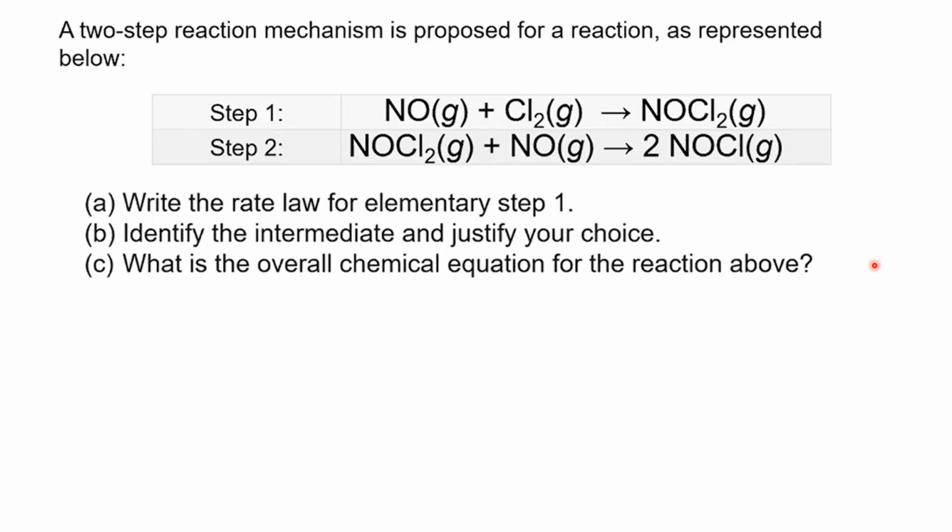All right, go ahead and take a look at this one, give it a try on your own. We'll talk about it later in class. A 2-step reaction mechanism is proposed for a reaction as presented below. You see the 2 steps. So figure out A, the rate law for elementary step 1. Identify the intermediate and justify your choice. So again, you might have to rewind back and listen to the stuff about intermediates again. And then what's the overall equation? So do those things and bring them to class next time.